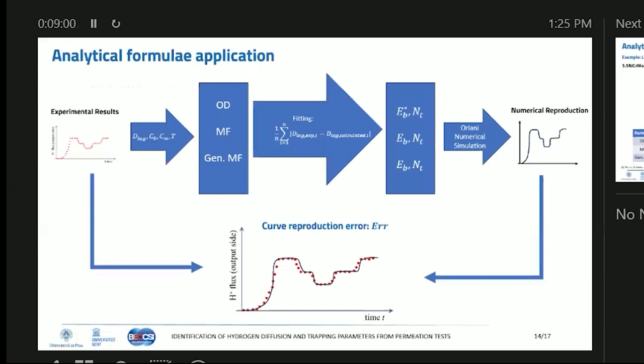Very briefly, the procedure is this. We take experimental data, and we use all of those formulae to try to predict material parameters. And how can we see how those material parameters really fare? Just put them back into Oriani's model, simulate the original tests that we had, and then compare how much the curves are actually reproduced by using those parameters.